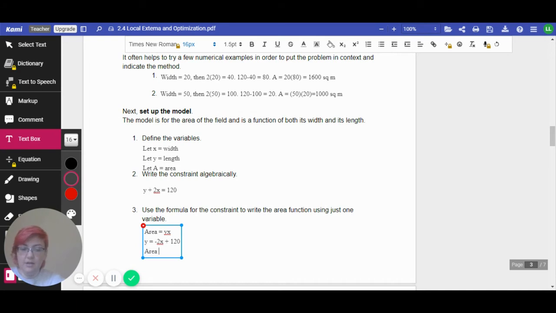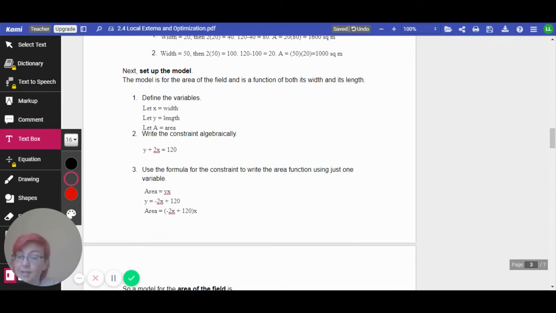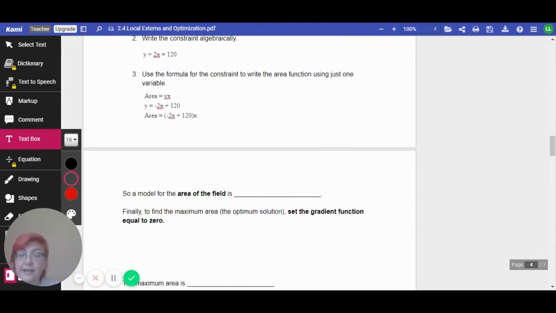Area then equals y, which is negative 2x plus 120 times x. So what I did here is I substituted what is equal to the y in for the y. All right. From here, we are going to model the area of the field. And we model it as a function.